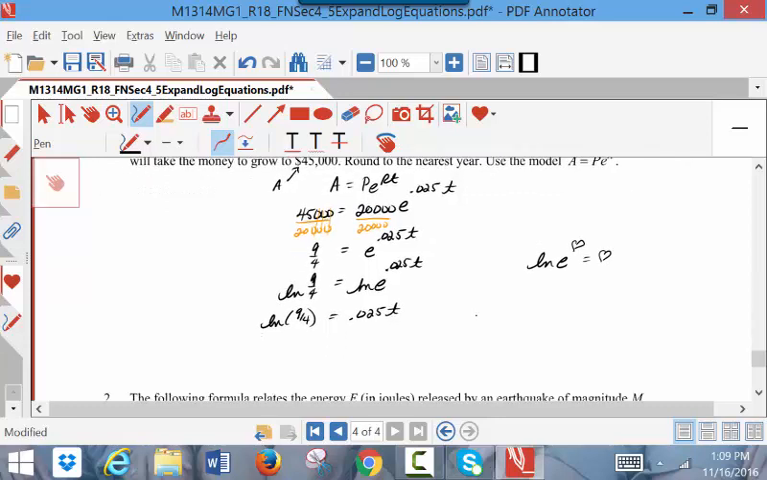So to get t, you're going to have the natural log of 9/4 divided by 0.025. When you do that on your calculator, it'll come up with a number of years. That's the number of years it takes for $20,000 to more than double, up to $45,000. So the natural log of 9/4 divided by 0.025 is going to give you the number of years.